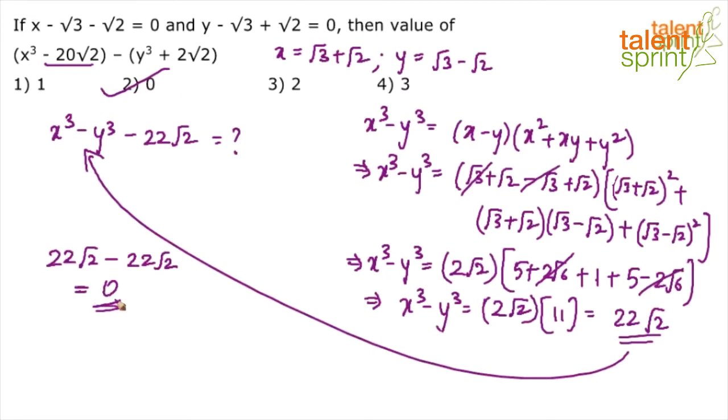There's no other shortcut. And can we go for some random substitution here? No, random substitution will not help, because clearly the value of x and the value of y has been given to us. We just have to substitute those values here to simplify. Anyway, the answer is option 2, which is 0. Look at the next one.